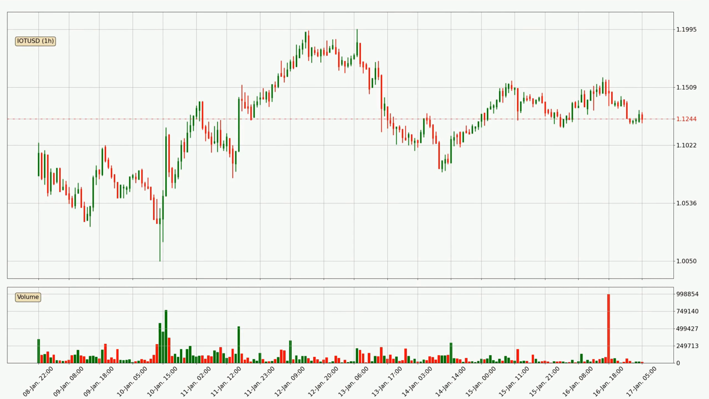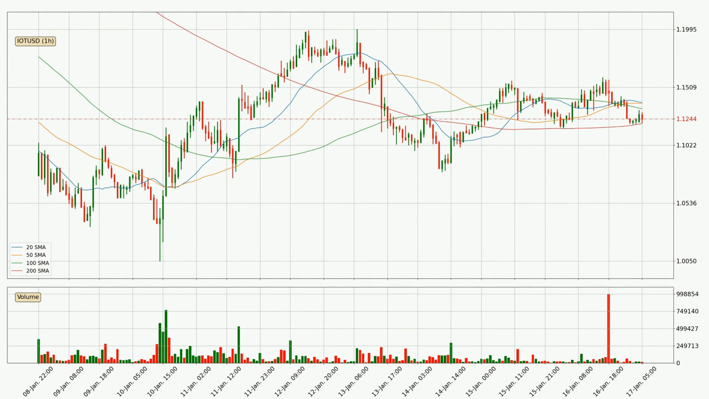Looking at the IOTA hourly time frame, the price moved only slightly to the downside with around 0.0% in the last 24 hours, with a current price of 1.12. Looking at the hourly simple moving averages, at the moment, the price is between the 200 and the 100 SMA. If the price bounces off the 200 SMA, which is currently at 1.12, it could be seen as a support, and the 100 SMA that is at 1.13 could be perceived as a resistance to the upside.